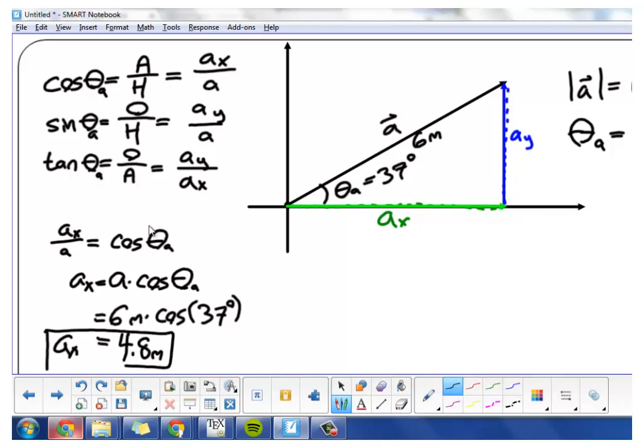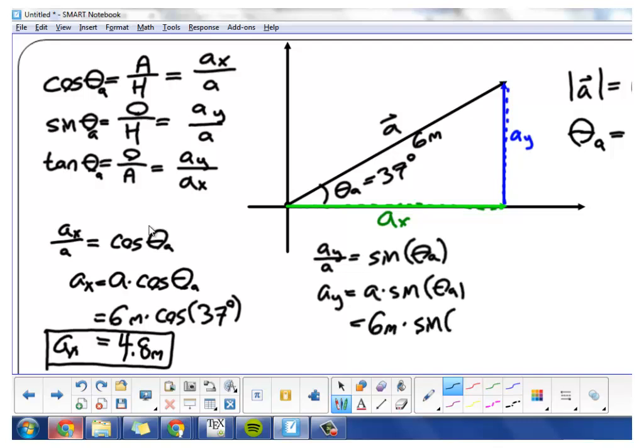Make sure your calculator is in the right mode. We can do the same thing for y, but with y we're going to be using sine because the sine has the opposite side. So we see Ay over A is equal to sine theta. Solve for Ay: A times sine theta. Plug in the values we know, A is 6 meters, theta is 37 degrees, and we find that the y component is 3.6 meters.